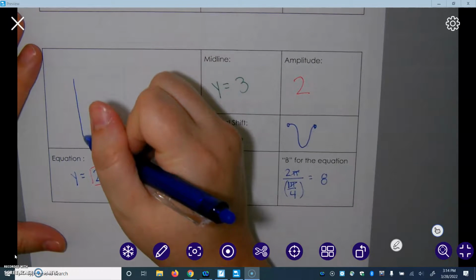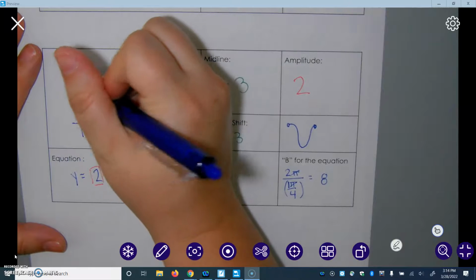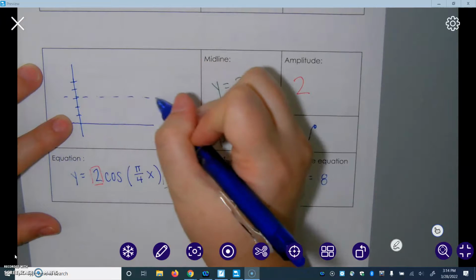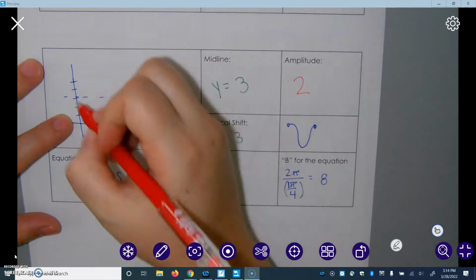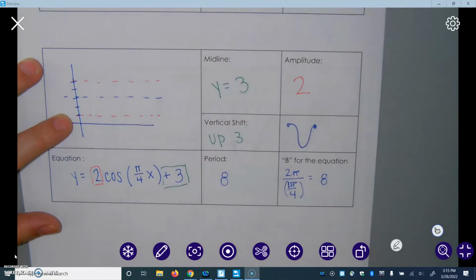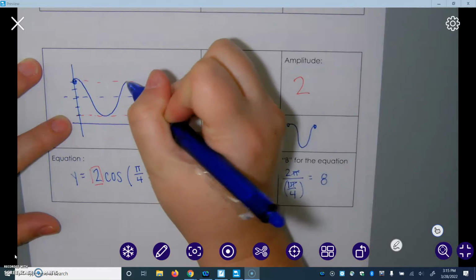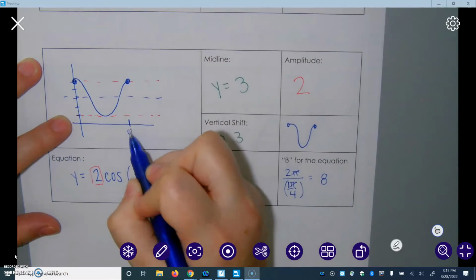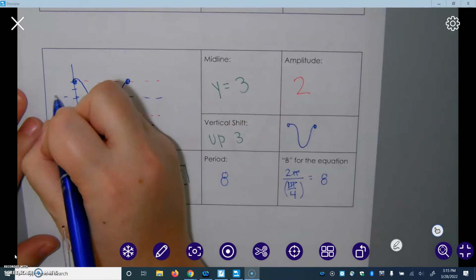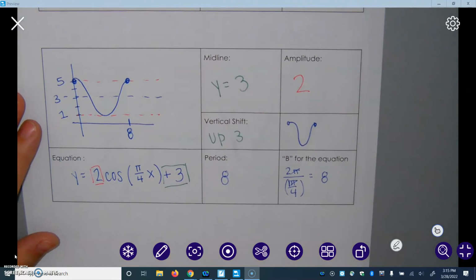So if I draw a very rough sketch of this, 1, 2, 3, 4, 5. My midline is at 3, so 1, 2, 3. My amplitude is 2, so that means my maximums are 2 up, my minimums are 2 below. Cosine starts at the top, goes all the way down, back up to the top. And if my period is 8, I would need to see that number on the x-axis was 8. So this is 3, up 2 is 5, down 2 is 1. All right, try the rest.